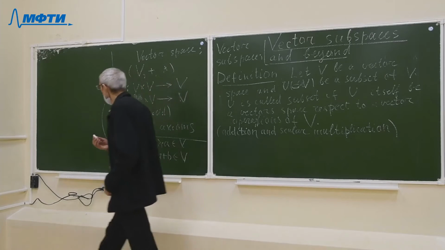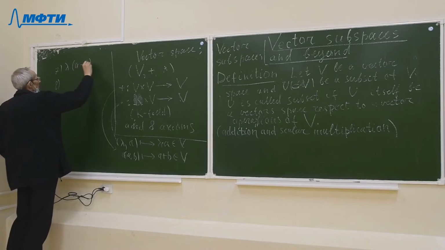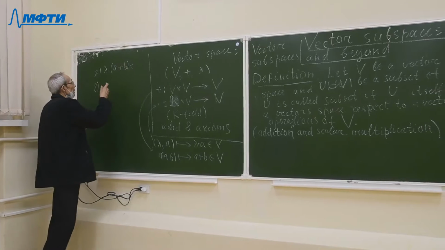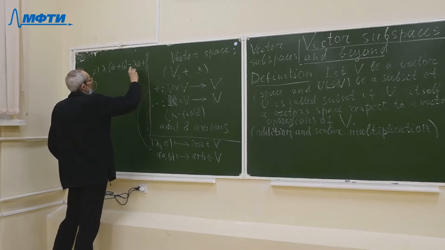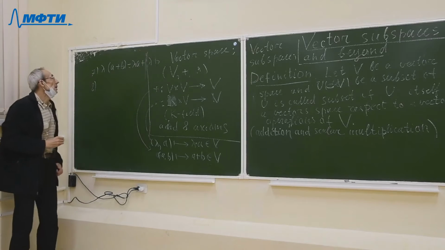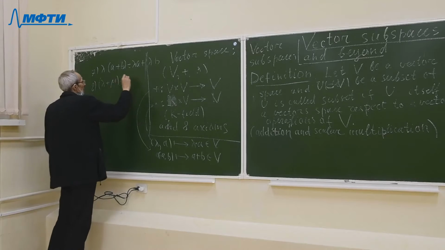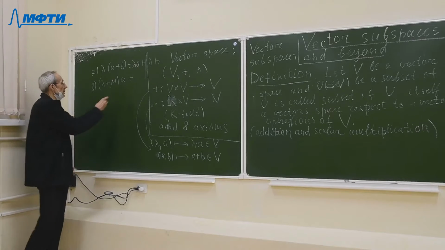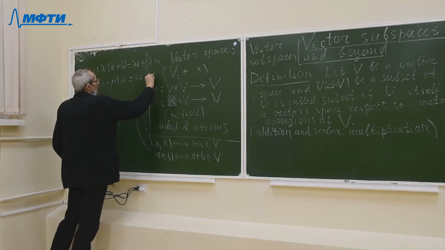Namely, distributivity, the 7th and 8th axioms: if we have some scalar lambda and two vectors A and B, and we take scalar multiplication lambda on the sum of these two vectors, we have the equality: on the right-hand side we have the sum of the scalar products, lambda times A plus lambda times B. And if we have two scalars, lambda and mu, and some vector A, and we take the scalar product of the sum of such scalars and vector A, we obtain the sum lambda times A plus mu times A.